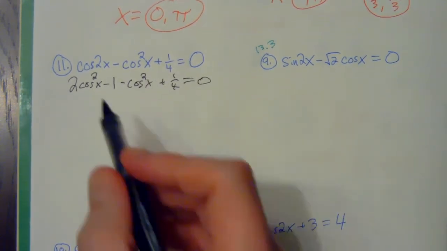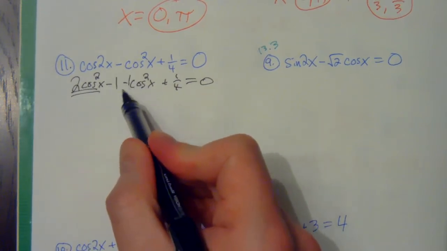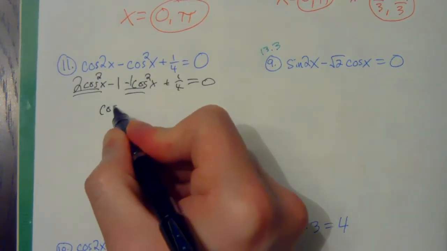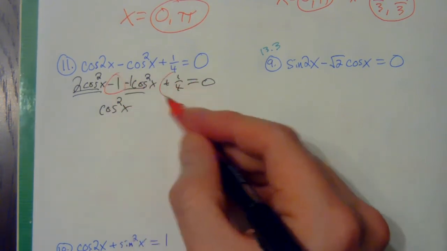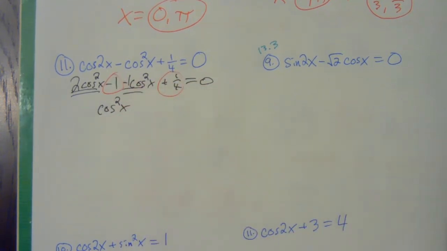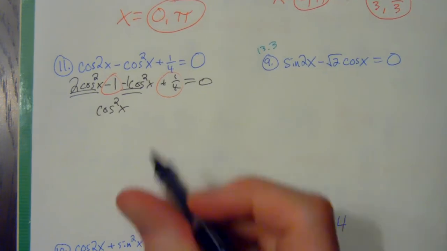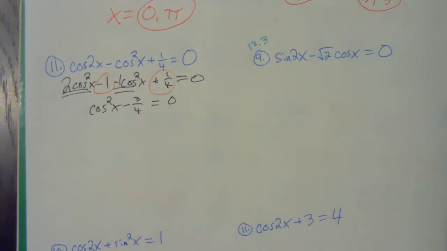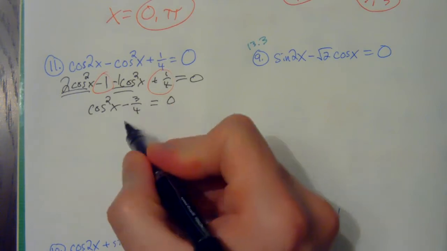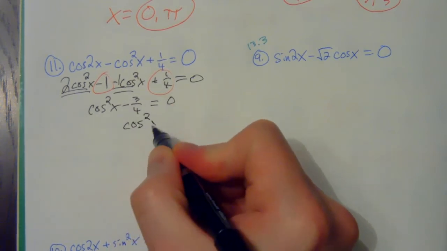And I'm going to combine like terms. So I got a 2 cosine squared minus 1 cosine squared. That gives me a 1 cosine squared. And I'm going to combine my numbers here, okay? I have a negative 1, positive 1/4. A negative 1 plus 1/4 will give us a negative 3/4. And I got this is equal to 0. Isolate the trig function, so let's add 3/4 to both sides.